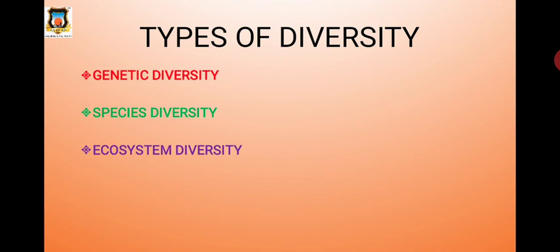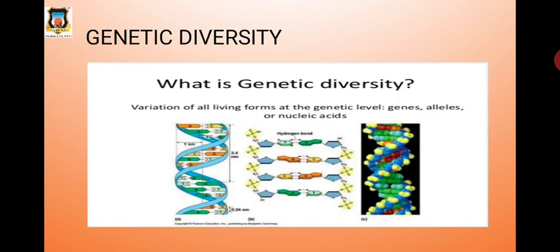So, first one is genetic diversity. Genetic diversity means the variations of all living forms at the genetic level, like genes, alleles, or nucleic acids. Then, the variations of the amount of genetic information within an individual, a population, a species or a community. It can also be defined as the total number of genetic characters in the genetic makeup of a species. This is called genetic diversity.